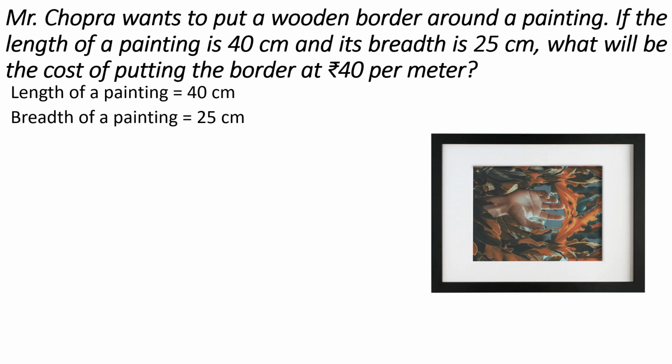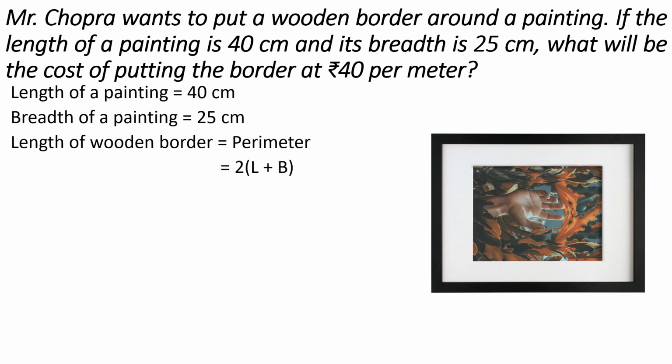And because it is a rectangle, when we put a wooden border, we are talking about perimeter of rectangle, and the length of the wooden border equals the perimeter, and you know that the formula is 2 in bracket length plus breadth. So what is the length? 40. And what is the breadth? 25 centimeter. Let us put all the values here. 2 in bracket 40 plus 25, that is 2 multiply 65 centimeter, and it is 130 centimeter, and I have converted into meter also by dividing by 100, so that is 1.3 meter.